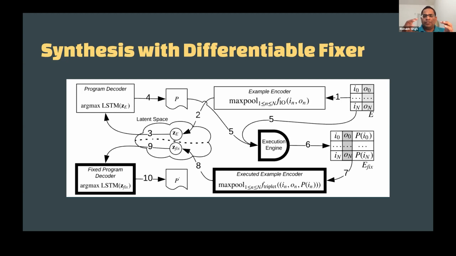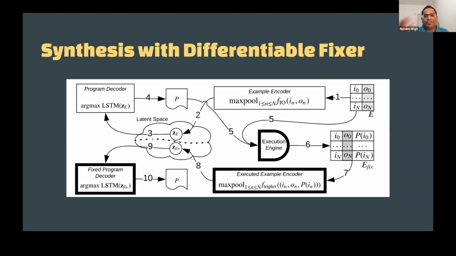Let's call them pi0 and piN. Once we get this triplet, if the outputs are exactly the same as the original outputs, then we are done. We return the program. Otherwise, we take these triplets of initial examples and the current outputs. We have another encoder that embeds these triplets. We put it back into the original latent space. And then we have another decoder that decodes this latent back to a program, let's say P prime.